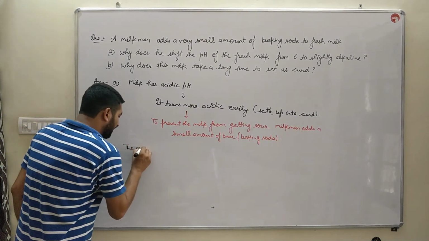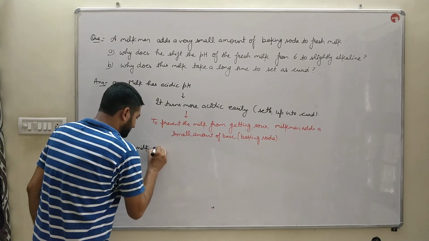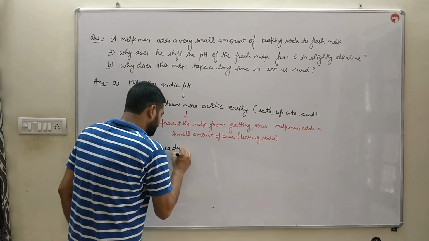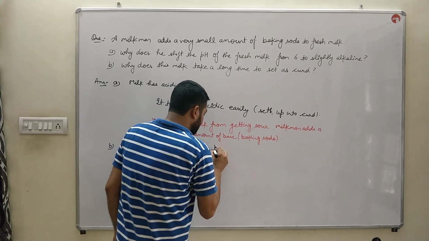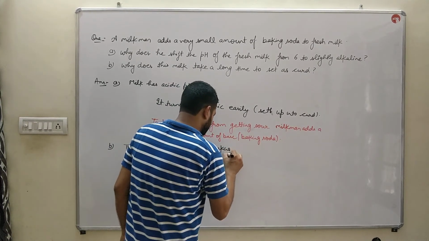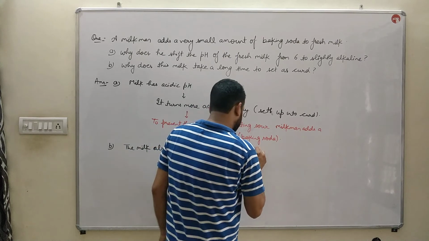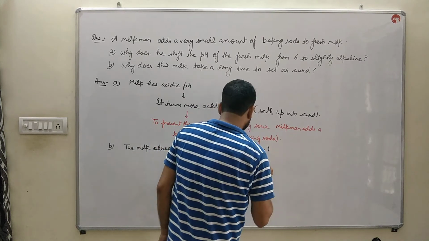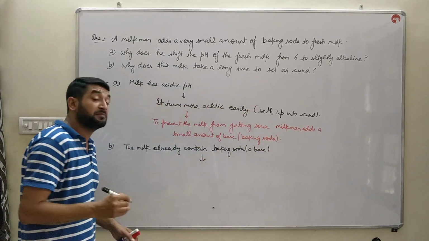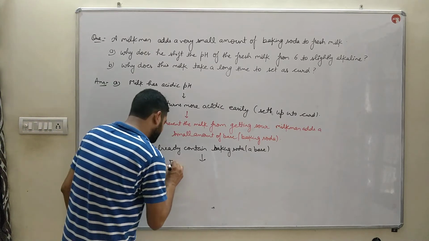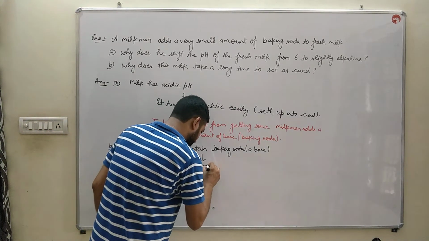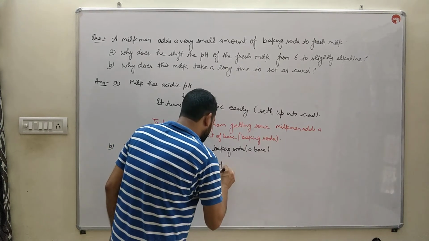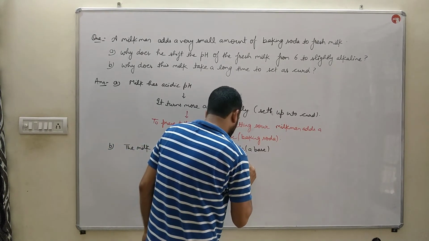The milk already contains a base. Which base? Baking soda. For the formation of curd, pH lowers down.